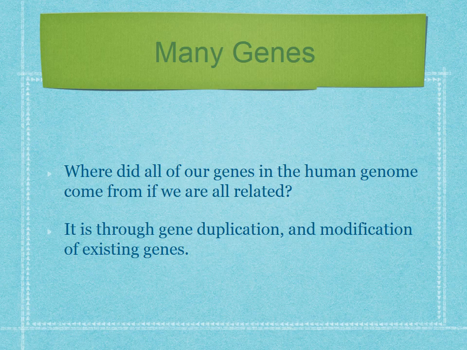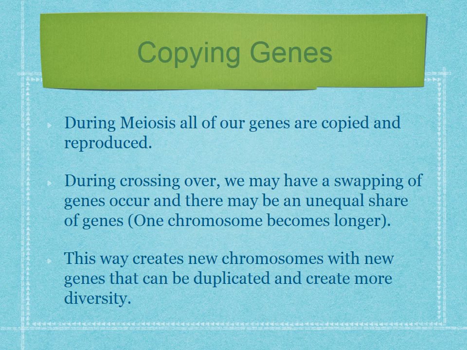So the big question is, where did all of our genes in our human genome come from if we're all related? And this is going to be through gene duplication and modification of existing genes. So mutations, editing, that kind of thing, that's what causes it. So we know during meiosis, all of our genes are copied and reproduced. We know what crossing over is by now. We have swapping of genes that can occur, and there might actually be unequal share of genes where we may see one chromosome becoming longer. And this is going to create new chromosomes with genes that can be duplicated and create more diversity.